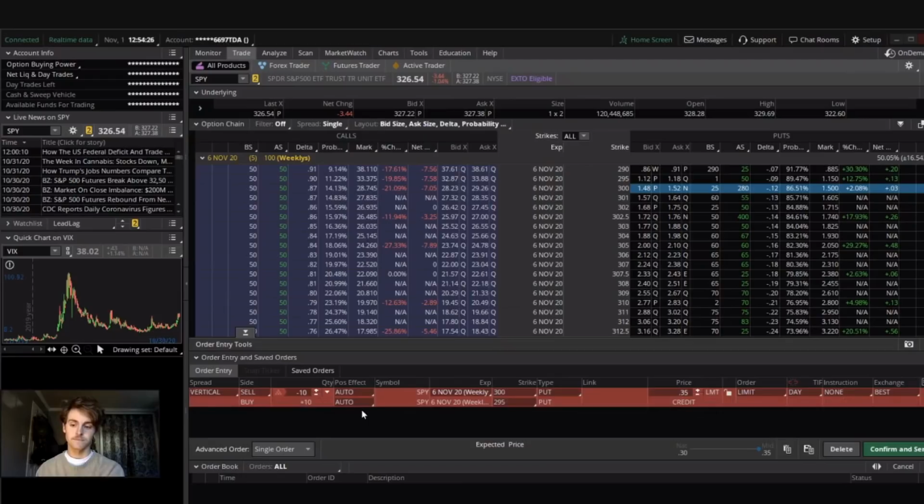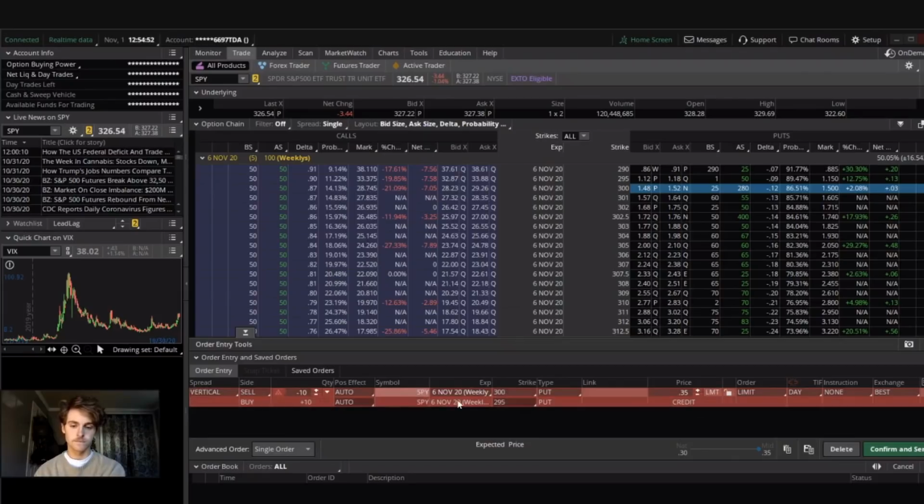A lot of people talk about the wheel strategy. Well, if you do the wheel strategy, that's just selling naked options. In this case, we're selling a credit spread, which is just giving you the added insurance of knowing that your loss is not unlimited now. So we're selling the 300 and buying a 295. This is considered a vertical in ThinkorSwim.